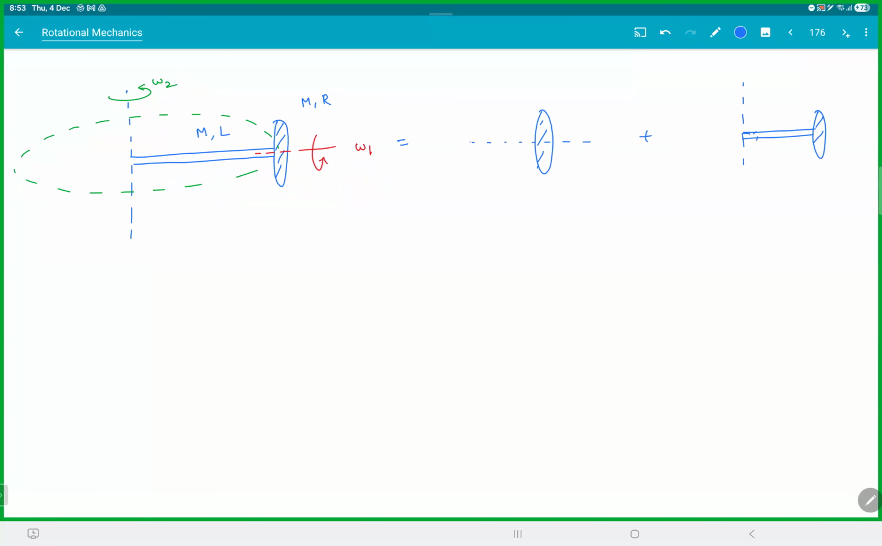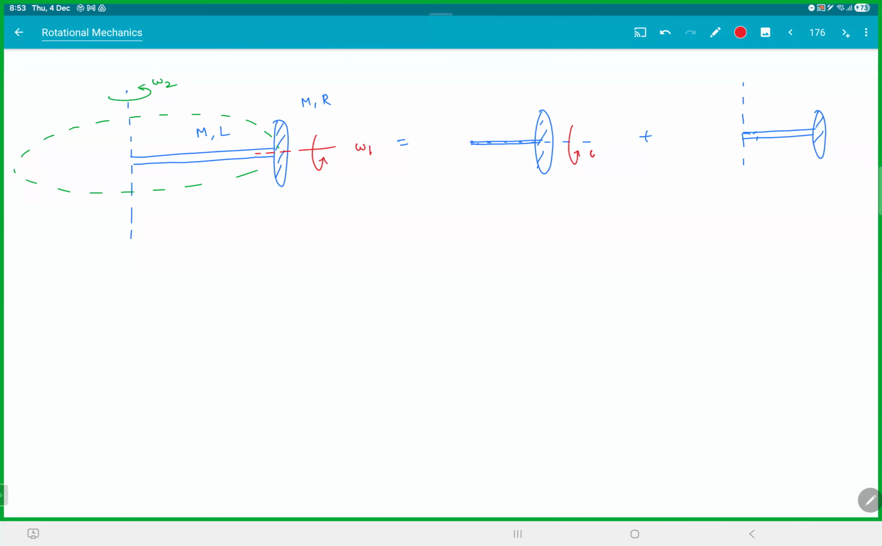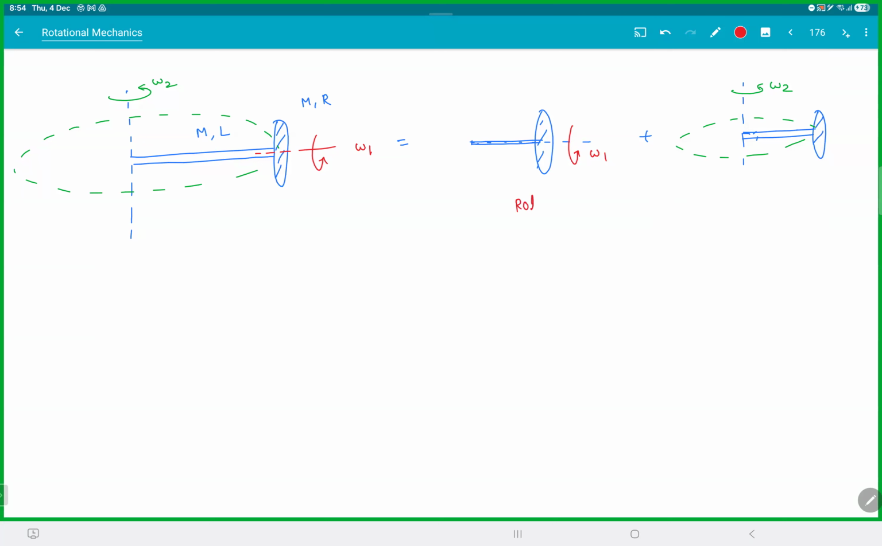The reason you don't take the rod here is because the moment of inertia of the rod passing through the axis is anyway 0. This is omega 1. This is omega 2. So this is rotation about your own axis. This is your revolution. Basically, both are rotations only. I'm just calling it revolution for an easy thing.